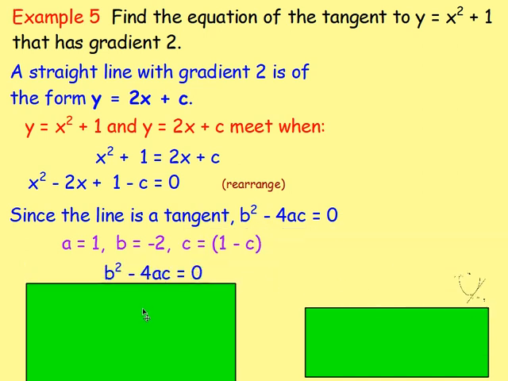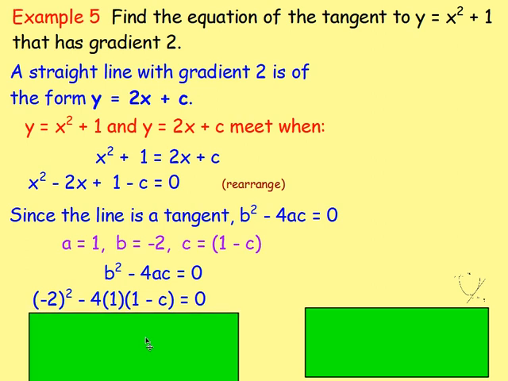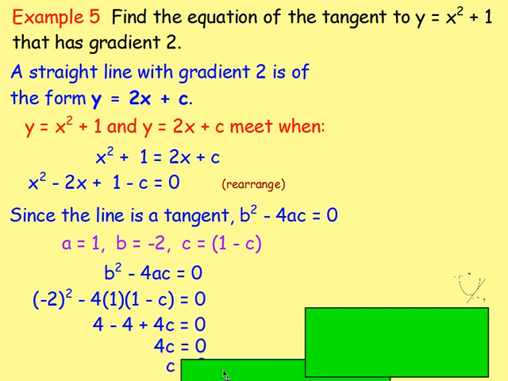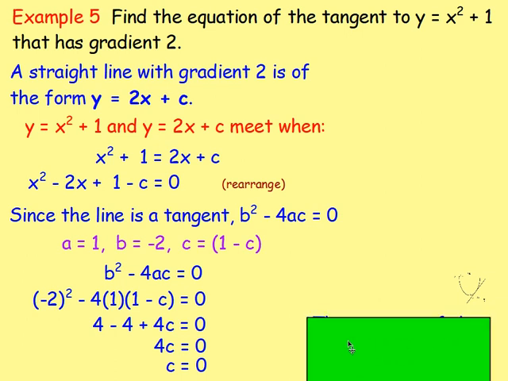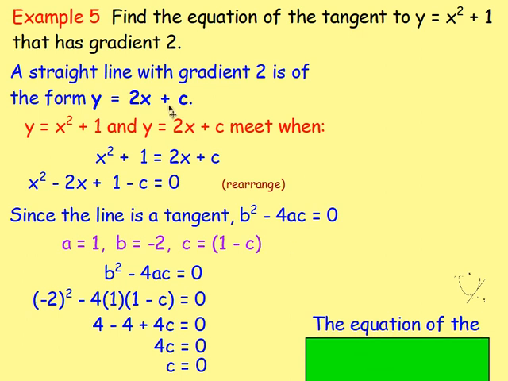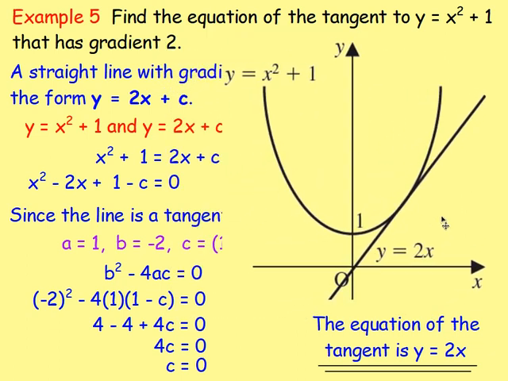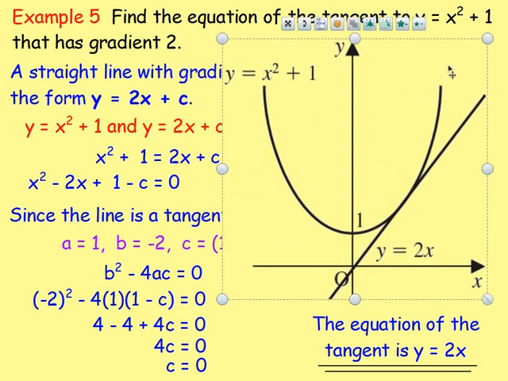Sub them into the discriminant, b squared minus 4ac. If you multiply that out, you'd get 4 minus 4 plus 4c equals 0. 4 minus 4 is obviously 0, which means 4c is 0, which means c would be 0. Therefore, the equation of the tangent is going to be y equals 2x plus 0, or in other words, y equals 2x. If you did go off and graph that, you would end up with this, which you can clearly see. You've got y equals x squared plus 1, and you've got y equals 2x. And there is that point of contact right there.